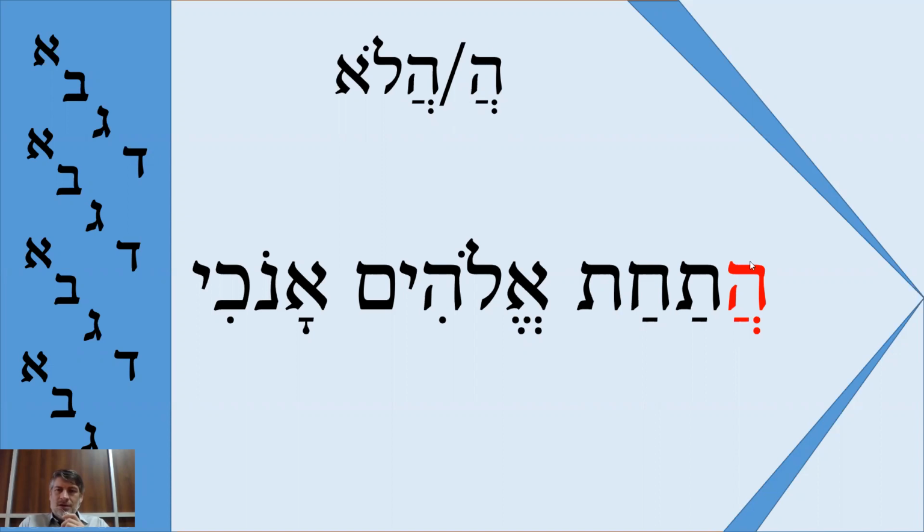For example, here: "ha tachat Elohim anochi." It is also actually from the Bible. You know "tachat." "Tachat" means under, beneath. Yes, but another meaning of this preposition is instead. So in this case, it is instead. Can you try to translate it? Because all other words are unknown to you.